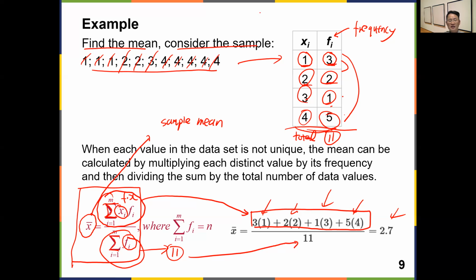If it's only 11 data points, I don't think I'd use this table. What's the point? This is simple enough. But if there are a lot of data points, and a lot of them repeat, then I'd consider building this table and using this slightly different formula.